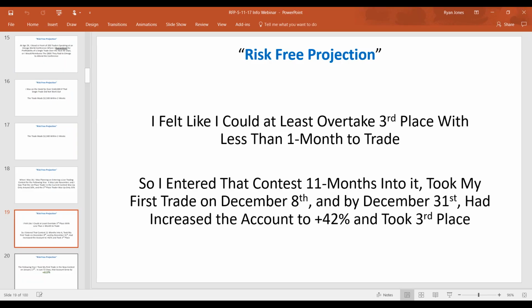I entered the contest with 11 months into it. I took my first trade on December 8th. The contest ended on December 31st. Now, everybody else has been in there for 11 months.